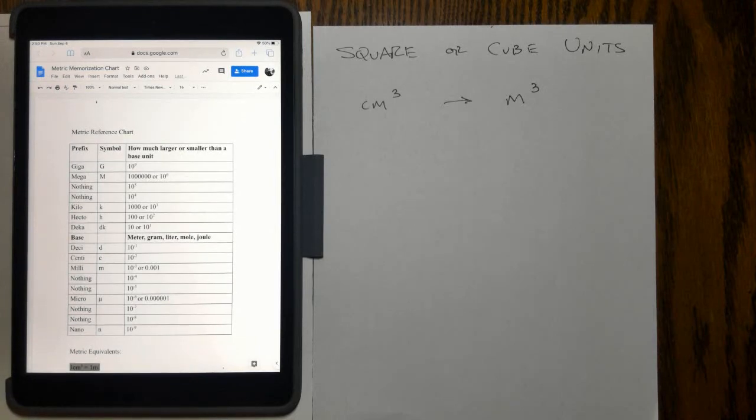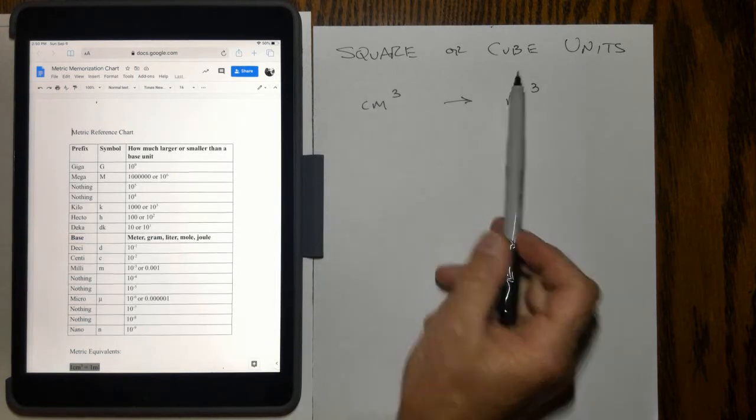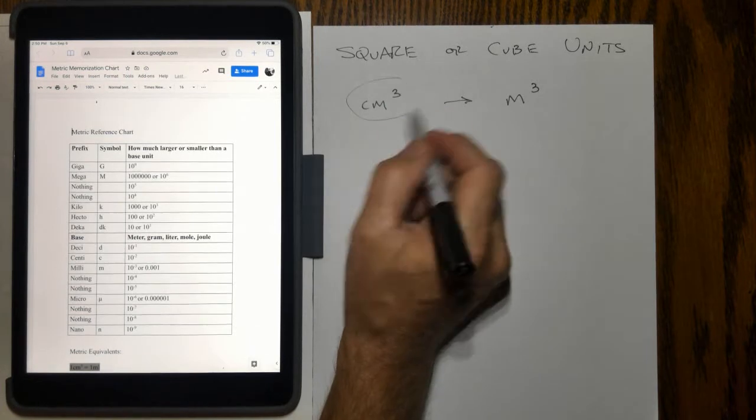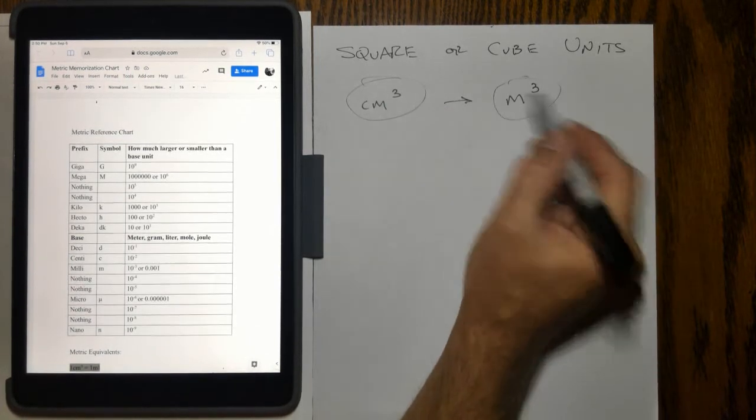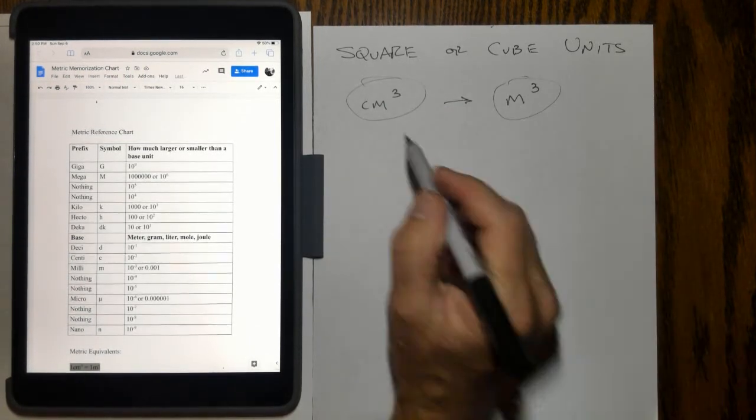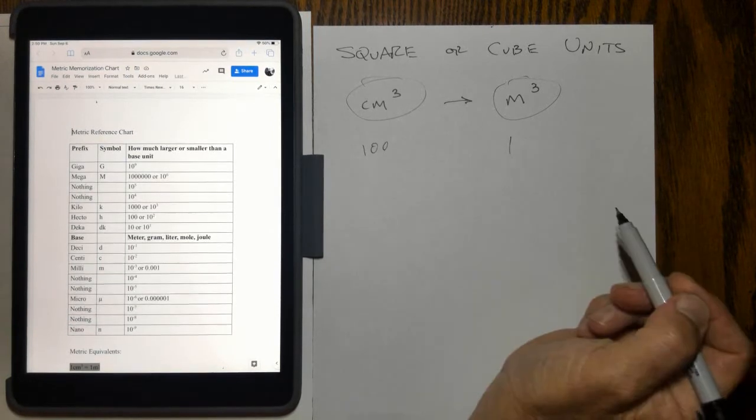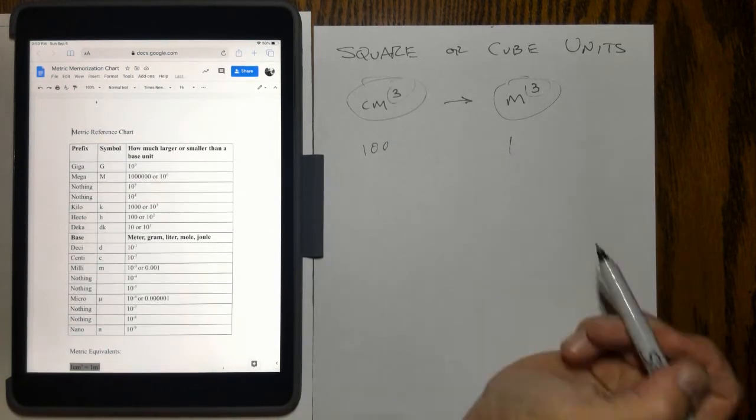So in this last chapter 1 video, let's take a look at using dimensional analysis to convert confusing things like squared or cubed units. Like, for example, how do you go from cubic centimeters to cubic meters? It's not just as simple as saying there's 100 centimeters in 1 meter because you got this little 3 in the upper right hand corner.